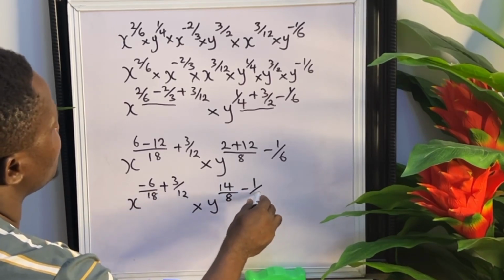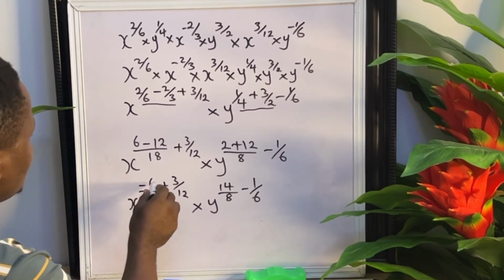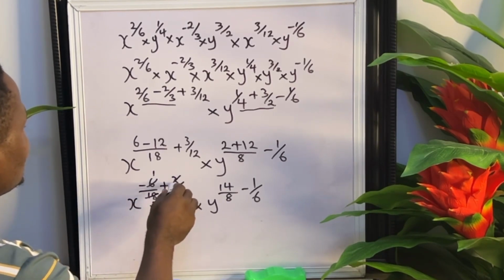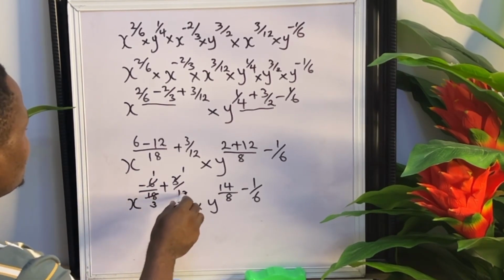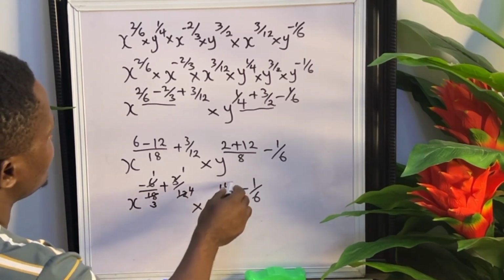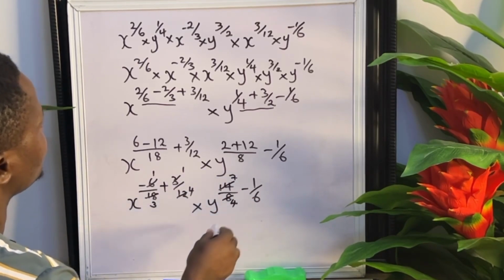minus 1 all over 6. At this point, 6 can go here to give us 1. And when it goes here, that is 3. 3 can go here to give us 1. And when it goes here, that is 4. Then 2 can go here to give us 7. And when it goes here, that is 4.